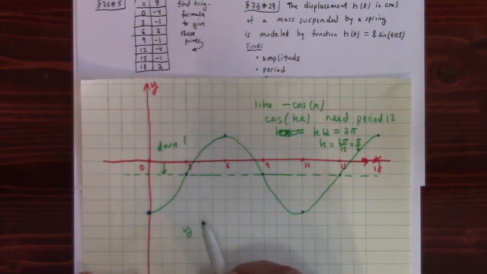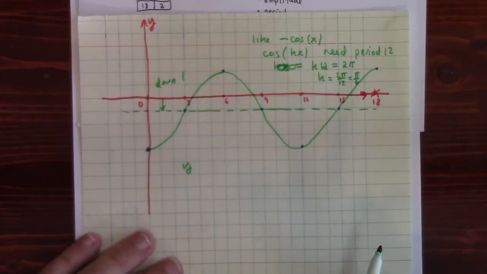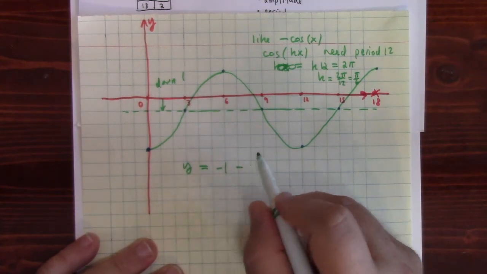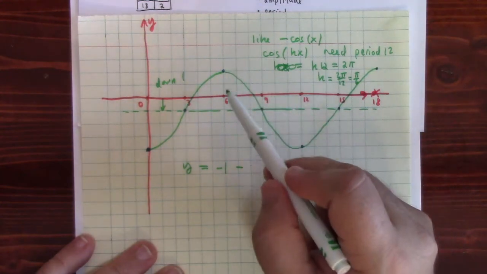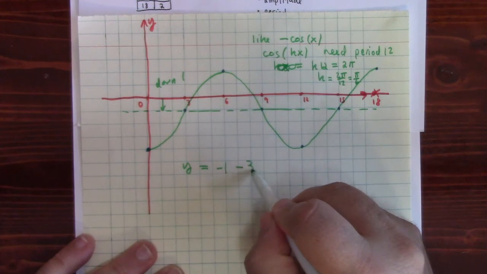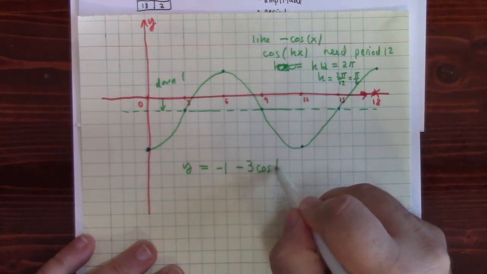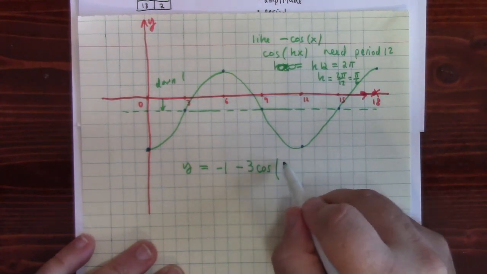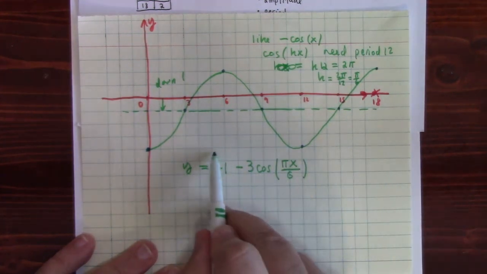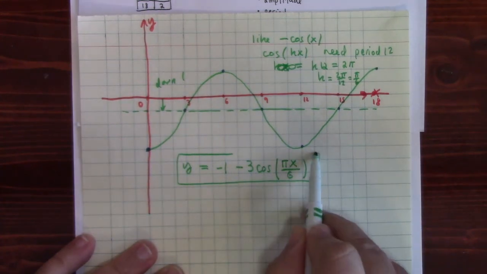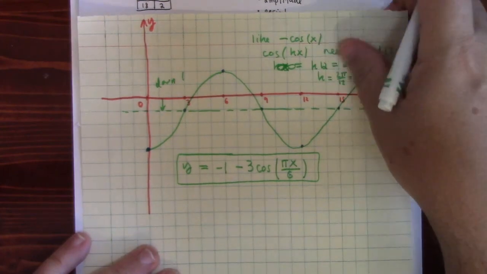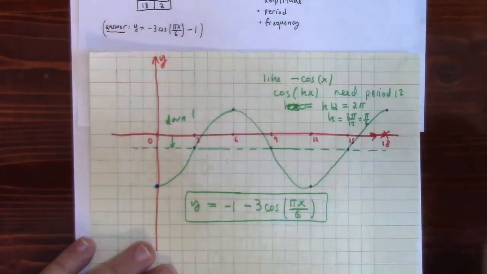So altogether, what I'm finding is y equals -1 minus the, and oh, I also think about the amplitude. What's the amplitude here? It's going above and below the center line by 1, 2, 3, so I do 3 cosine of pi x over 6. I believe that'll do it. Now you can check with your graphing calculator this kind of problem, right? But in fact, that is the answer given in the back of the book.